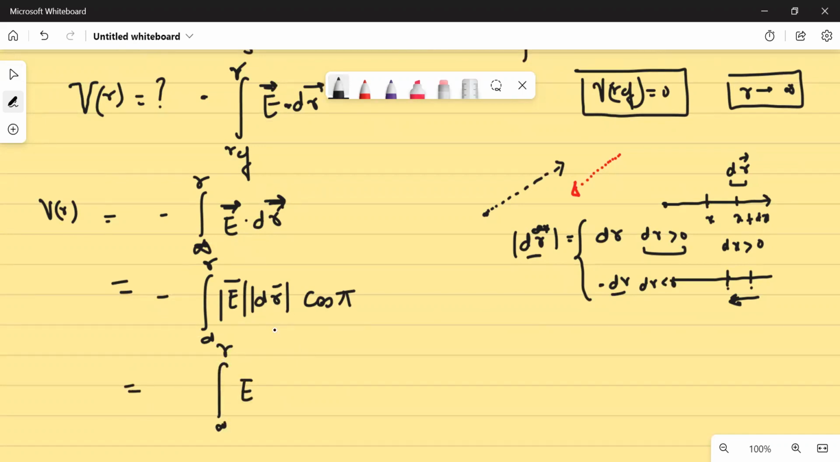The modulus of the electric field is E. What is the modulus of dr? It is dr. But understand where I'm heading. I'm heading towards the origin. It implies my dr should be negative. But again, modulus means what? You have to write positive things.